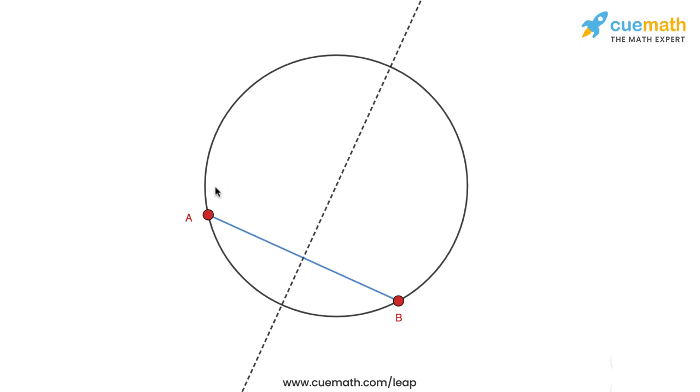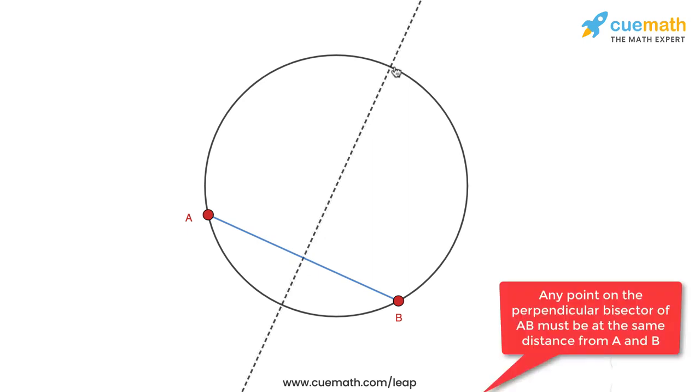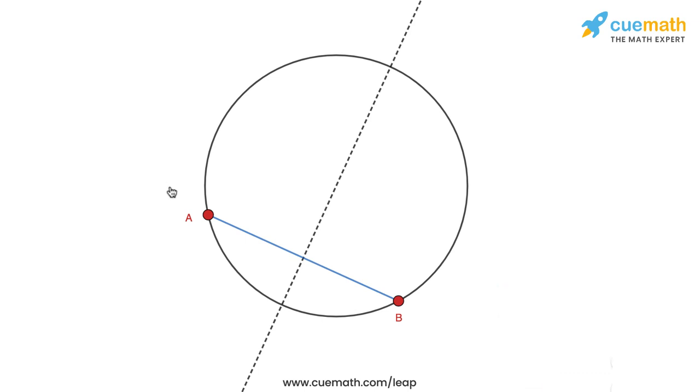So what we know so far is that the center of the circle must lie on this perpendicular bisector, because every point on this perpendicular bisector is at the same distance from A and B. And because the center must be at the same distance from A and B, it must also lie on this perpendicular bisector. But there are infinitely many points on this perpendicular bisector. So how do we locate the center? Now for that we'll have to take another point.